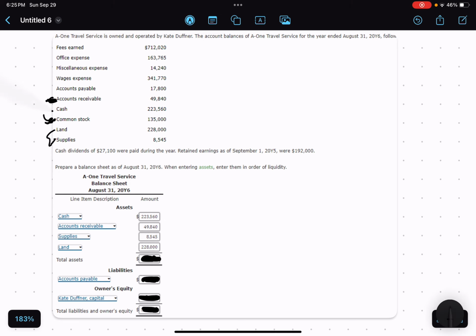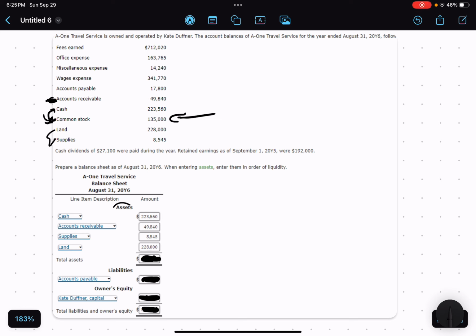So I meant to label cash here. The reason why we don't put things like common stock into our assets or our liabilities or owner's equity is because it's neither an asset nor a liability.